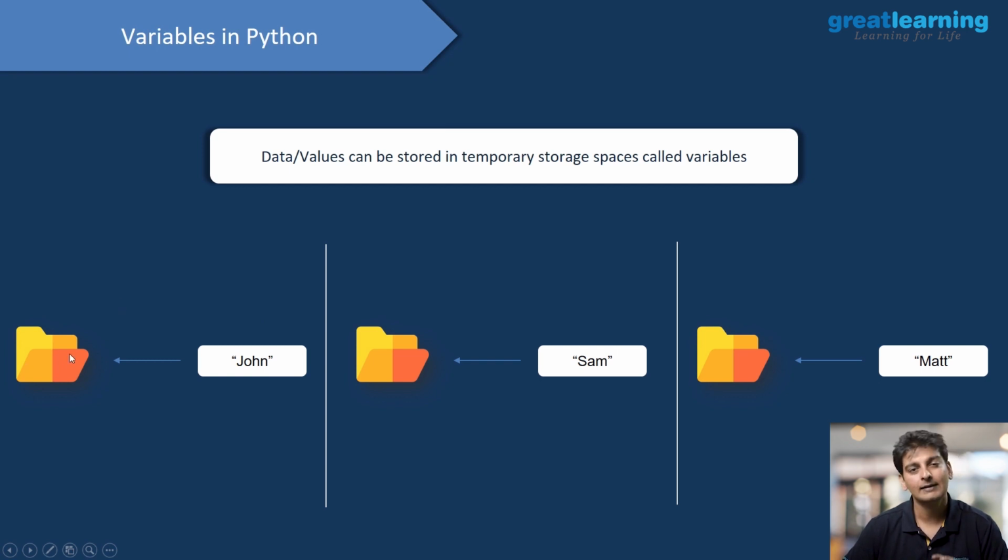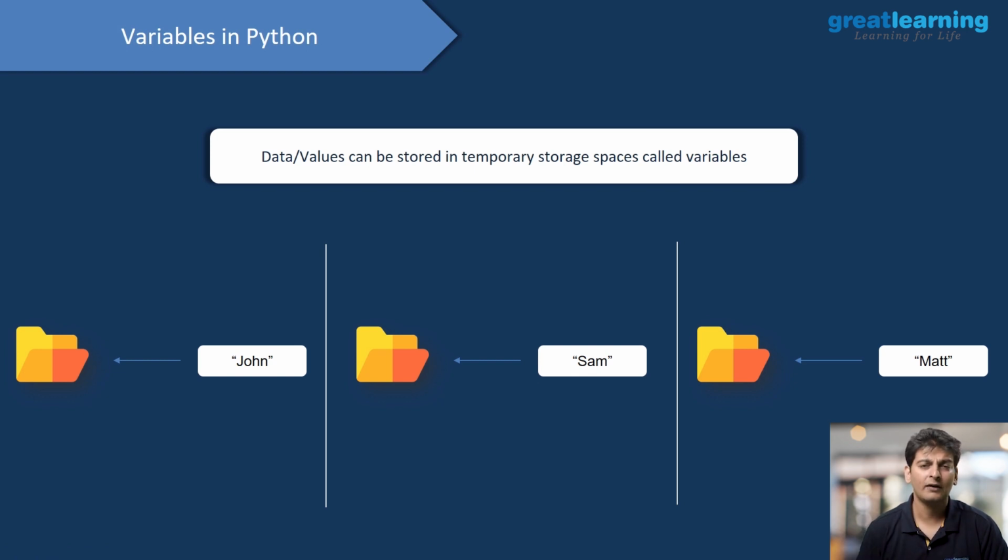Now after that, since this is only a temporary storage space, you can take out this value and replace it with Sam, right? So now this variable holds the value Sam. And after some time, again, you decide that Sam is not the name which I want to store, and I want to store the name Matt. So again, you take out the name Sam and store Matt inside this folder. So this is how variables work. They are temporary storage values where you can keep on changing the values inside it.